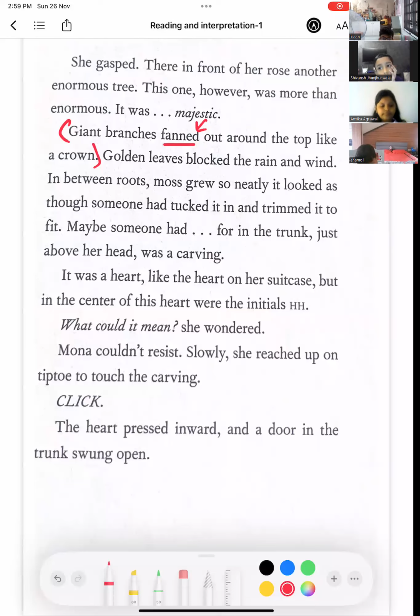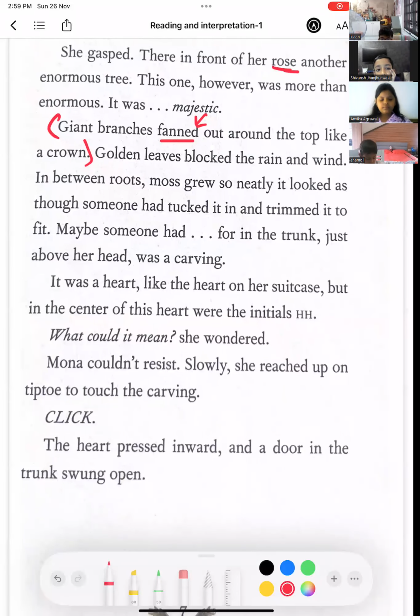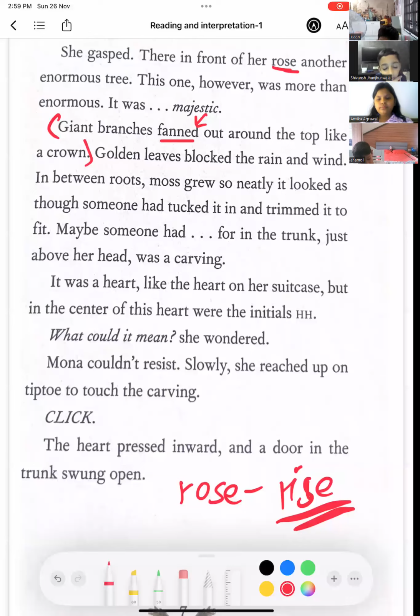Next, she gasped. There in front of her rose another enormous tree. Now this rose is not the rose plant. It is the past tense of... Kian, rose is the past tense of? Rise. Yes, rise. There in front of her rose another enormous tree.